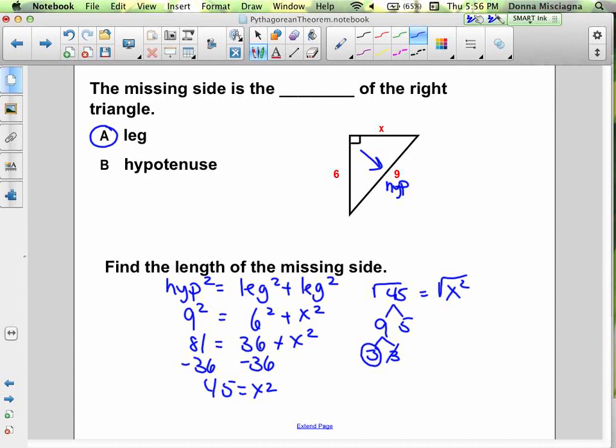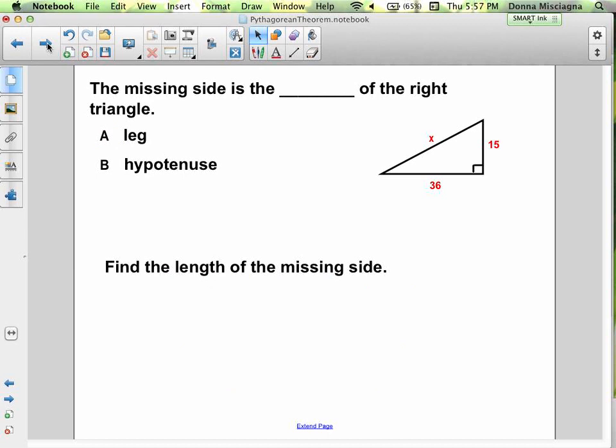That 5 is going to stay under the radical, because it doesn't have a partner to spring it from radical prison. So 3 square roots of 5 is what x is equal to. And there, we're done with that problem. Okay? Not too difficult, right? Let's do another problem.